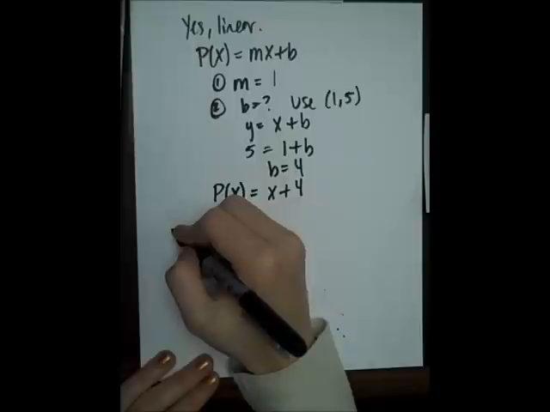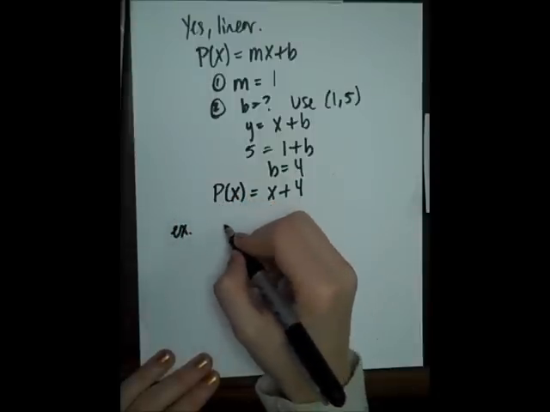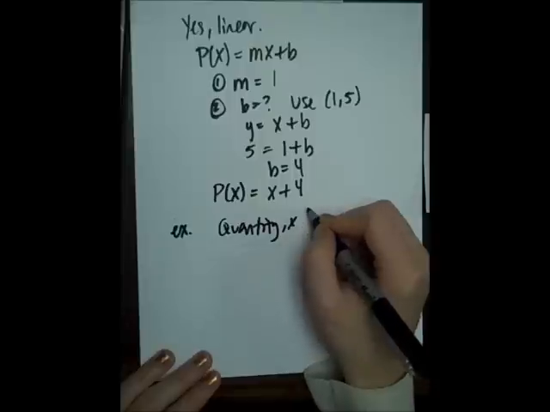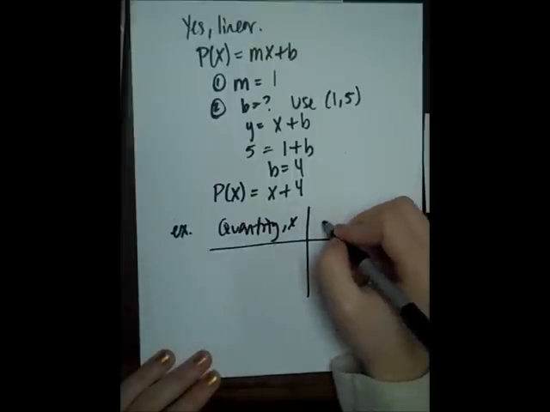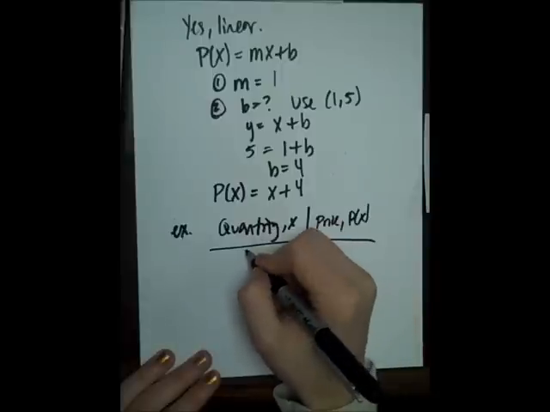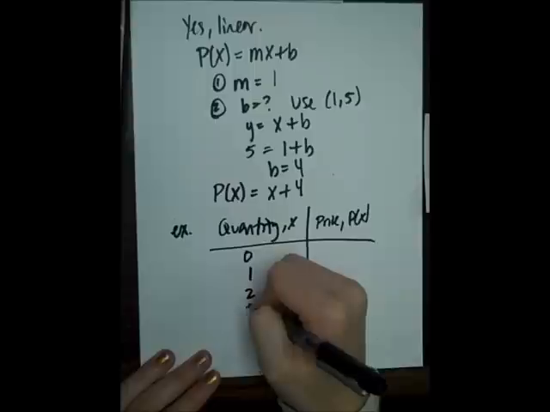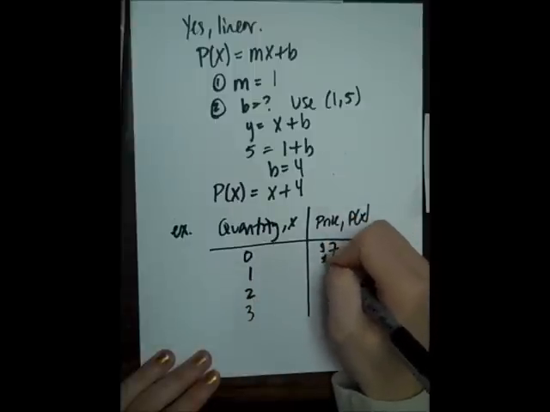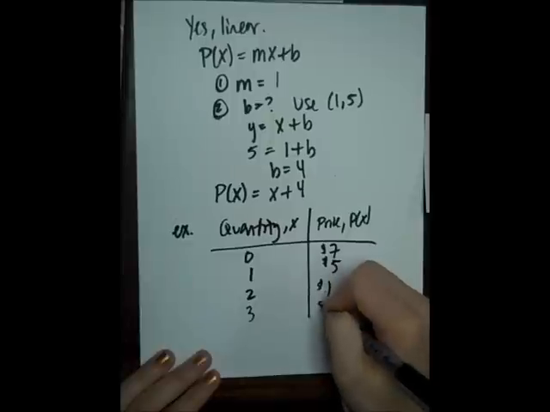Now let's look at a different one. Same question, but let's look at this table. I'm not going to write out the question again, but I want to know, is this table linear? If so, find the linear equation. I'll use 0, 1, 2, and 3 for my quantities, and my price will be 7, 5, 1, and 0.